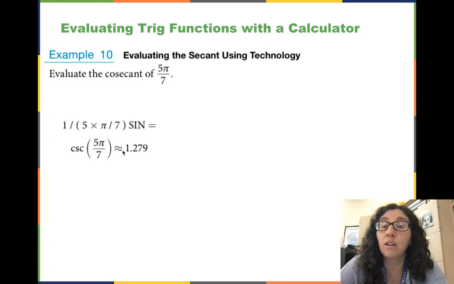So you should have a sine, cosine, and tangent button, but you don't have a cosecant, secant, or cotangent button. You have to use the fundamental trig identities to find those values.